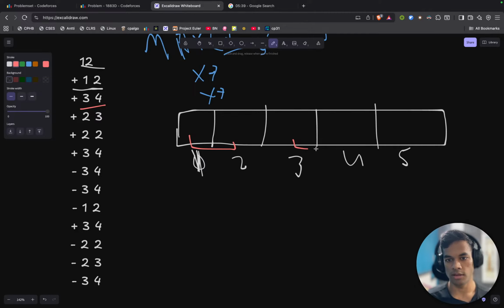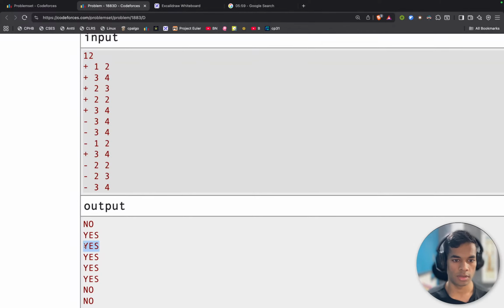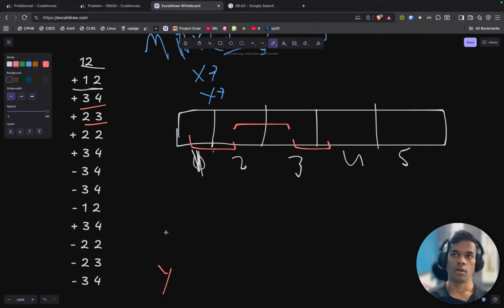So we add this as a new segment, and now the answer is yes because these two segments are not overlapping. Then we say 2 and 3. Now the answer is no because these two are overlapping. Wait, should the answer be yes? The answer is still yes because this one and this one, they do not overlap. Answer is yes, and it will remain yes for a long time unless we remove one of the segments which are making the answer yes.